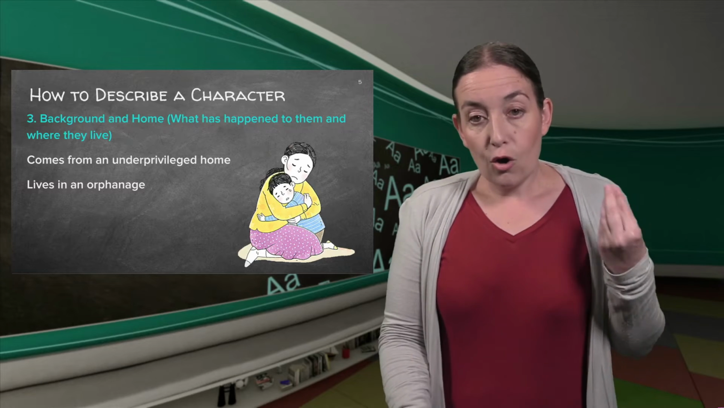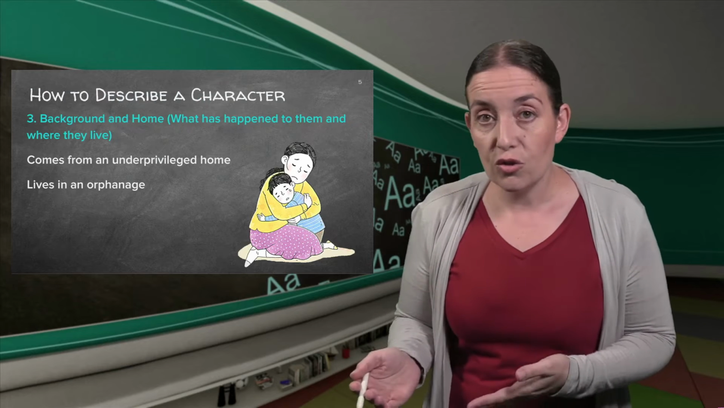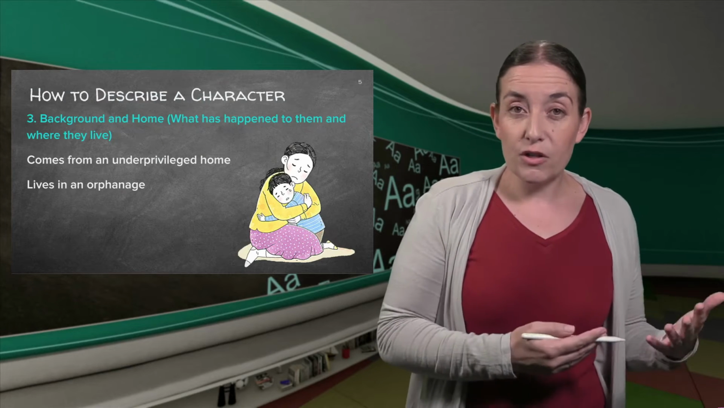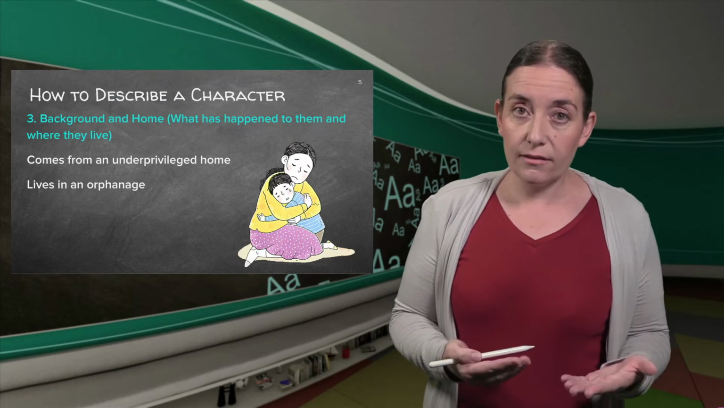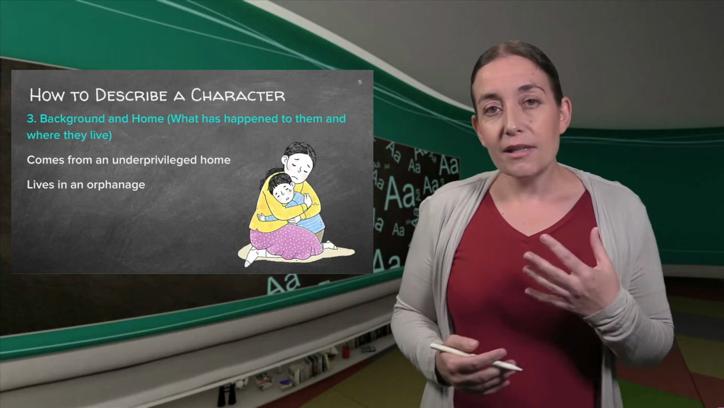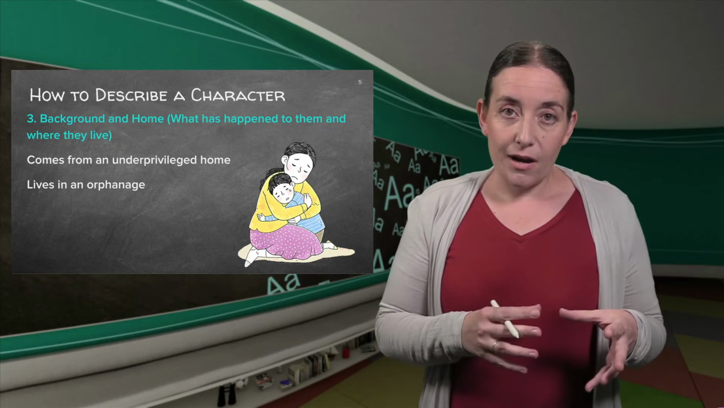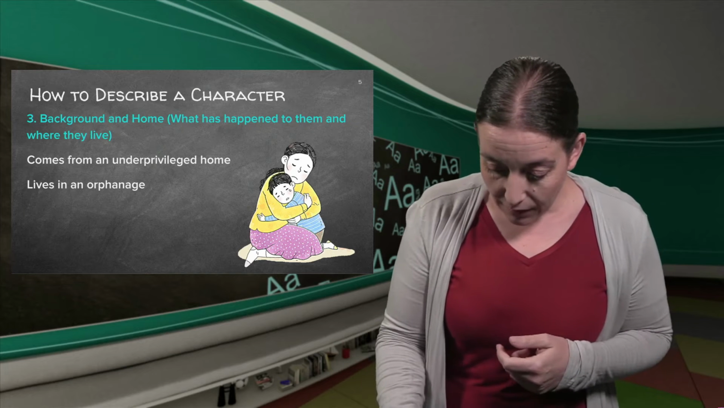The background and the home, that means what has happened to them in their life to shape the character that they are and where they've lived and where they have lived in the past. So, for example, if the character comes from an underprivileged home, you could say that they are living in an orphanage, or you can say that they've come from an underprivileged home and now they are a successful businessman because all of the things that they dealt with as a child has shaped them into just wanting to succeed and working incredibly hard. So there's lots of different ways and reasons why background and the home are important to expressing your character to the audience.